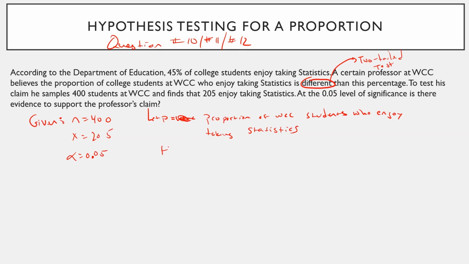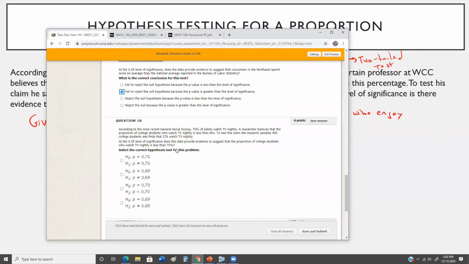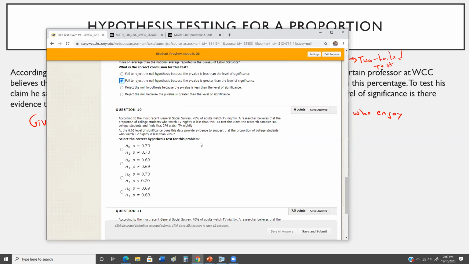So we said it was a two-tailed test. So it's p is equal to something and we're saying, wait a second, no way, I think it's different. So it's not equal to that number. So what are we looking to show evidence that it's not equal to? What number? Yep, right here. So the professor's claiming it's not equal to that number, so we'll start with the assumption that it is equal to that number, okay? What you'll see on the exam is you'll have to select the right one. The data is provided there, you have to figure out what it is correctly, okay?